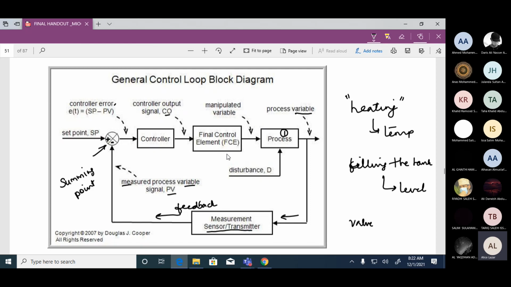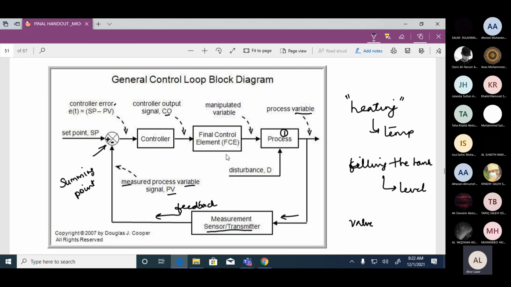So if we think about driving the car, when you see that the speed limit is less than the speed of your car, what will you do? Your brain will take a decision and make the leg press the brake. So that is a final control element. The device that takes the action as decided by the controller is called the final control element. Then the output of this final control element is called the manipulated variable.